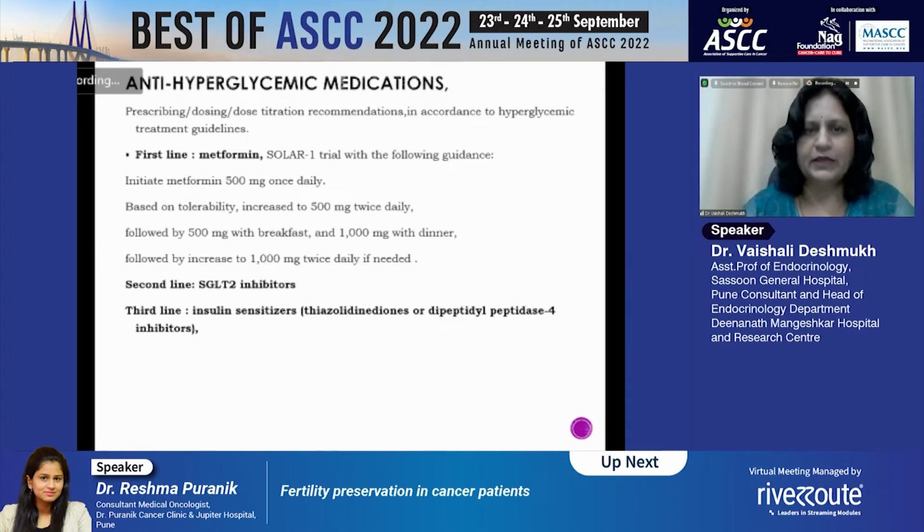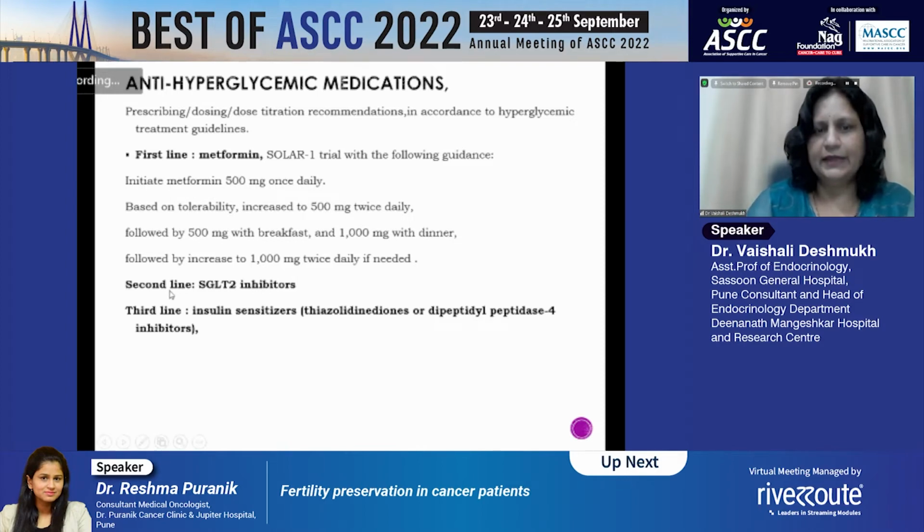So what are the medications preferred? I showed you the mechanism of action, and in the SOLAR-1 trial, which has been the major trial that has guided therapy, the guidance has been mainly metformin for first line use. Why metformin? Again, I'll come to that. Initiate with 500 milligram once a day. Based on tolerability, go to 500 twice a day, followed by 500 at breakfast and 1000 at dinner, followed by an increase to 2000 in the daytime in 2 divided doses. So 500 to 2000 is the dose of metformin which can be used.